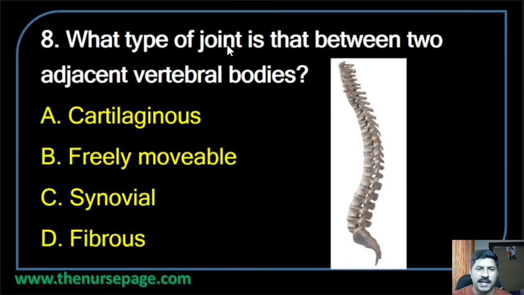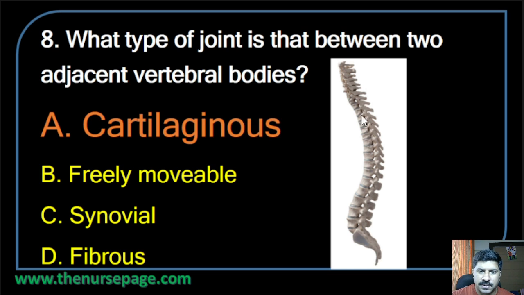Eighth question. What type of joint is between two adjacent vertebral bodies? Cartilaginous, freely movable, synovial, fibrous. So the correct answer is cartilaginous joints. Between each vertebra there is a cartilaginous joint.